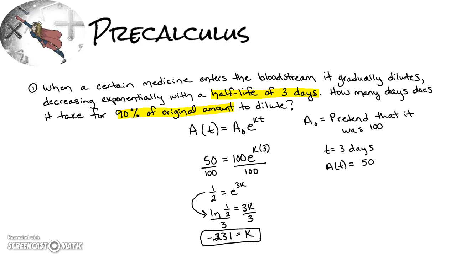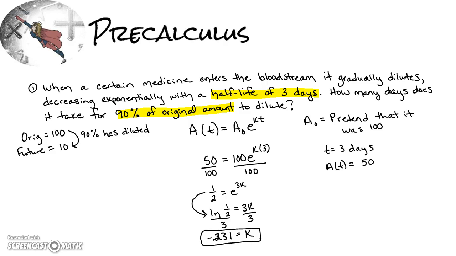Well, if our original amount is 100, let's just jot that here, our original amount we're saying was 100. If 90% of that has diluted, then the future amount would only be 10, because starting with 100 and 90% of it going away would leave you with 10. So this is 90% has diluted. So this gives us our numbers to plug in to solve for time.